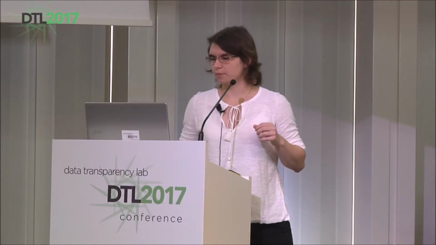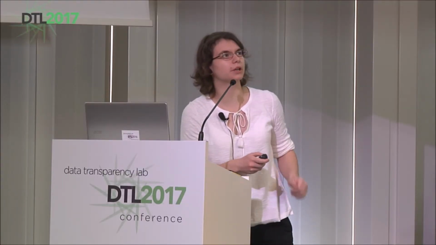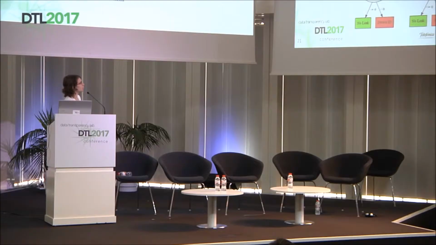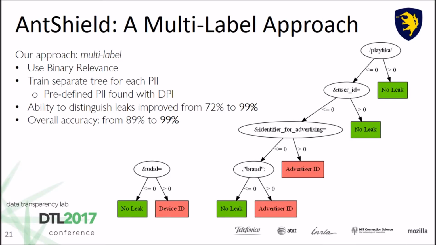And then another parsing time here was to extract the PII type itself. Right here, we wanted to avoid that as well. So for that, we went towards multi-label classification, and we built a separate tree for each PII type. So when you go through our classifiers, it immediately tells you what type it is, not just if there's a leak or not. With that, we not only were able to achieve this in real time, but we also improved the accuracy from 72 to 99% in distinguishing the PII type. And the overall accuracy, meaning distinguishing between no leak and the PII type, went up from 89 to 99%.